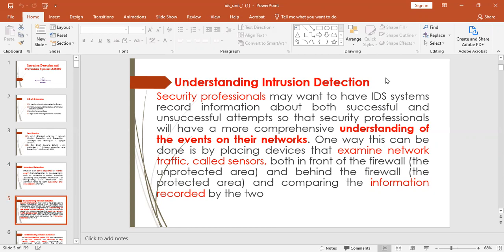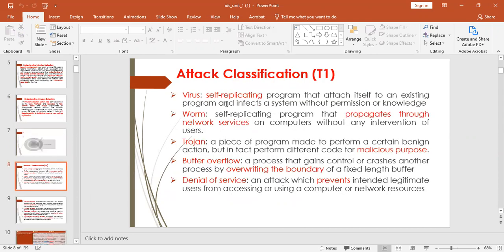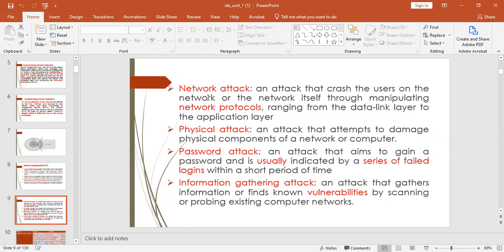Next, understanding intrusion detection, that is a least expected question. You need to have an idea about attack classification. That will be good if you go through all the different attack classifications. So it may come for the short question. All these are the attack classifications.